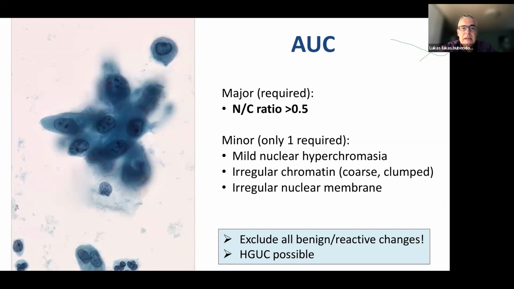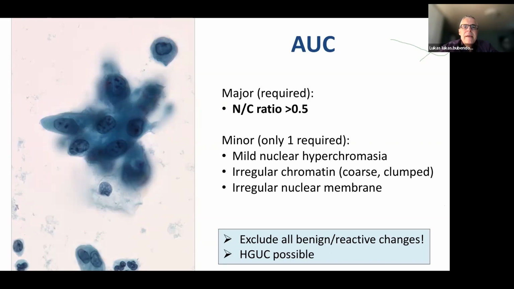Of course, then it would be suspicious of high grade. Some irregularities of the chromatin and some irregularities in nuclear membranes. So before making this diagnosis, we need to exclude all benign reactive changes. If it looks like reactive changes, no need to call it atypical, please.